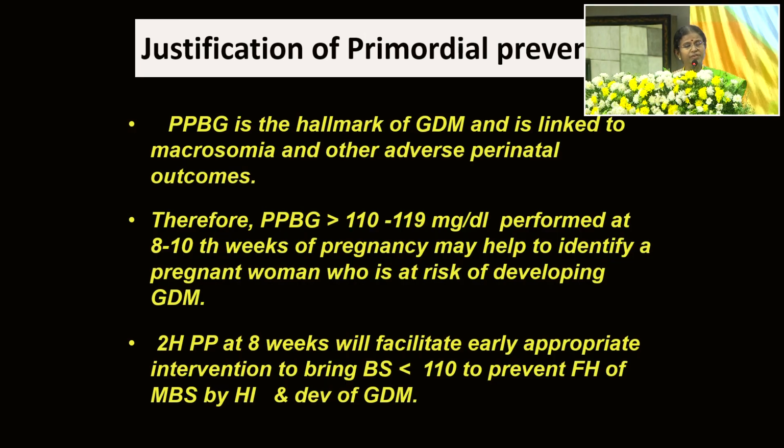And we know that postprandial blood sugar is the hallmark of gestational diabetes and is linked to macrosomia and all other adverse perinatal problems. And whenever you see this blood sugar between 110 and 119, we do it at 8 to 10 weeks of pregnancy. This will help us identify all women who are going to develop GDM in future. And why do we do it at 8 weeks? Because we have some time to bring it down to less than 110 before 10 weeks, so that the fetus is not exposed to 110. Like how we prepare for the exams well ahead, not just when entering the exam.